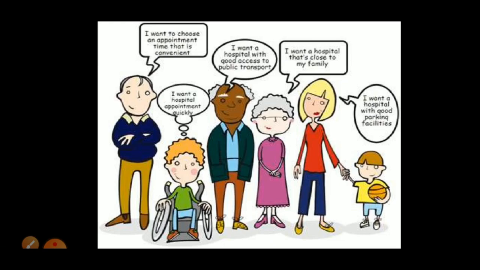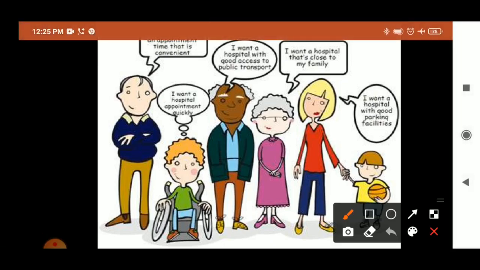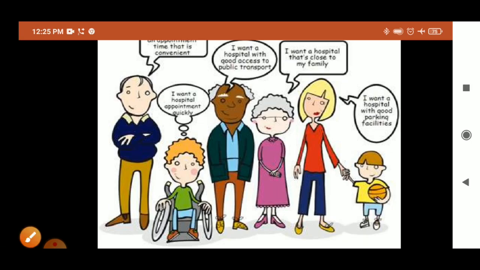They may prefer, first, as we saw, convincing. The next thing is he wants to go quickly, and next he wants to have good access to public facilities, then she wants it to be very close to her own family, and he also wants a good parking area to be available. So these are the things they will be preferring.